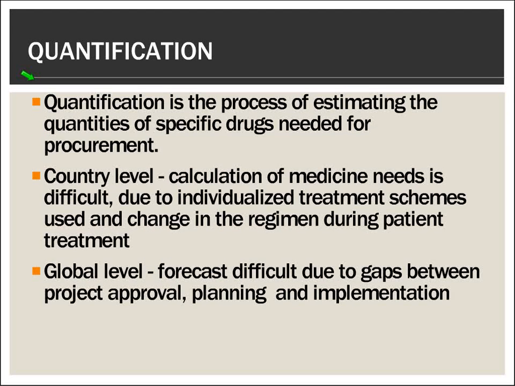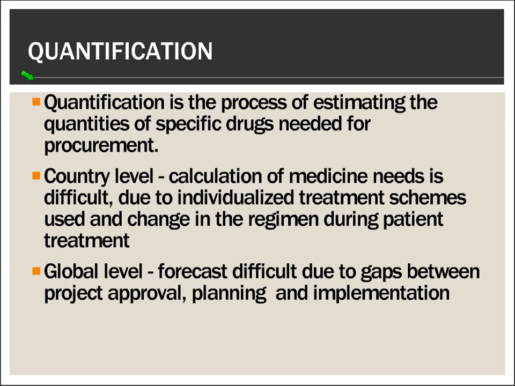So now we're going to talk a little bit about quantification. Quantification is a process of estimating or calculating the quantities of specific drugs we need for procurement. On the country level, calculation of medicine needs is actually difficult for many reasons. Again, we have many different regimens for patients, especially right now with XDR-TB and XDR-TB plus patients, who are resistant to more than 4 drugs, sometimes 10 drugs. And also because drugs are changing in our environment. We have new drugs coming on the market, and some drugs not included in the GDF list, etc. We're going to talk about quantification in a few seconds.